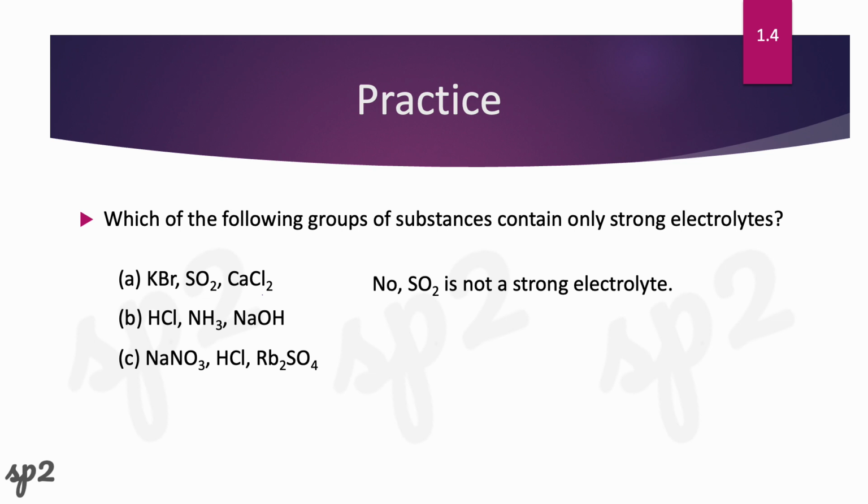Then we have choice B. HCl is a strong acid, so that's a good one. But then we have ammonia, NH3. This guy is not a strong electrolyte. It's actually a weak base. We'll talk about acids and bases in our future lectures, so stay tuned for that. And then sodium hydroxide is a strong base, but just because I have NH3, you can cross out choice B.